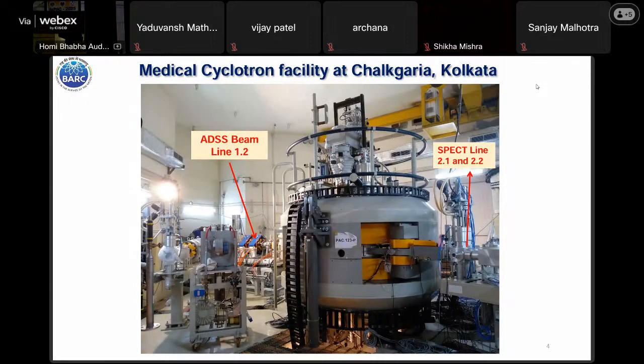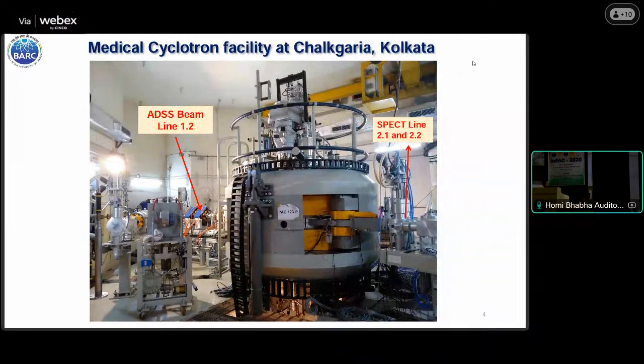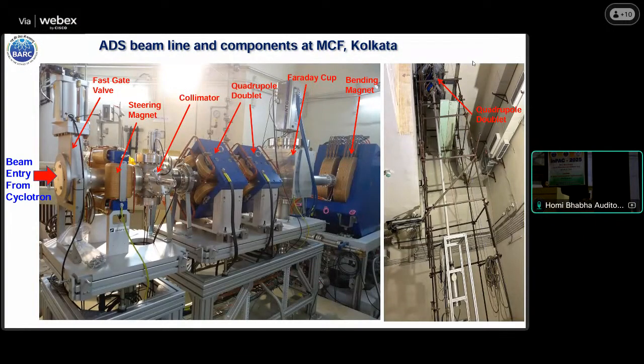And this is our medical cyclotron facility in Kolkata. Here we have ADS beam line 1.2. And this is our beam line. First you can see there is a fast gate valve, then steering magnet, then collimator, then this is the first pair of quadrupole magnet, then there is Faraday cup, then there is bending magnet, and then this is the vertical section, and that is the horizontal section, which is almost 9 meter in height.